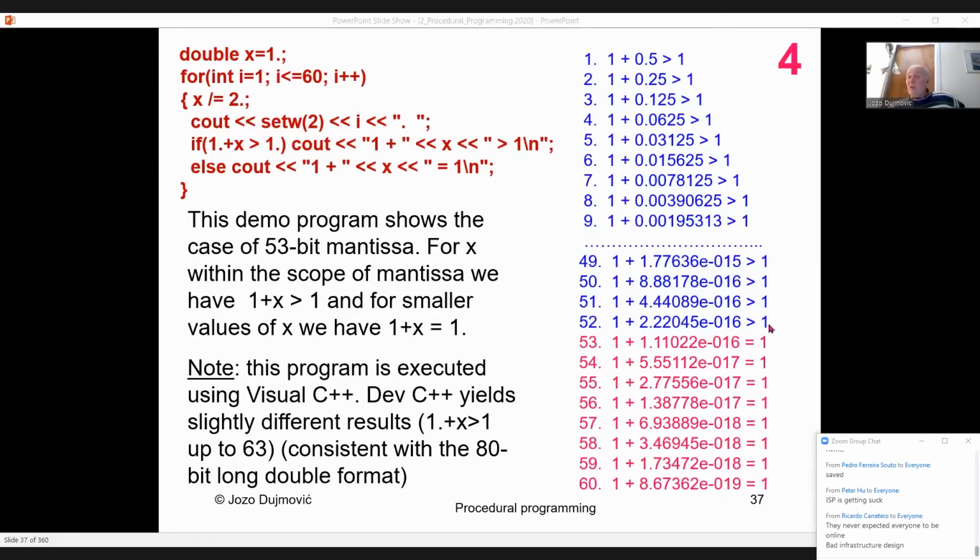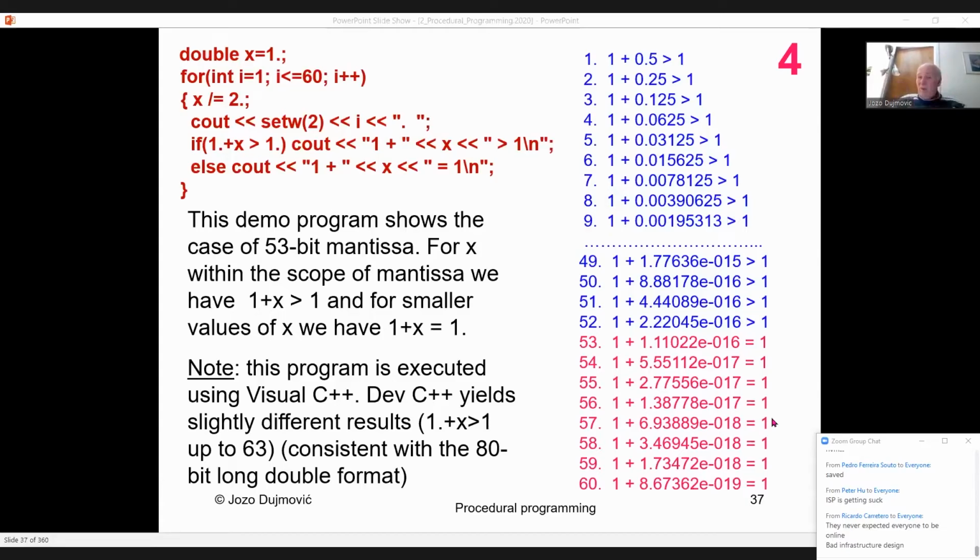But when I come to 1 plus something times 10 to minus 16, it is greater than 1, but the next one is equal to 1. So if you have 1.11 times 10 to minus 16 plus 1, the result will be 1. And for all other of them here, it is going to be 1. There is not going to be sensitivity that can tell you that 1 plus something is greater than 1. It is equal to 1.